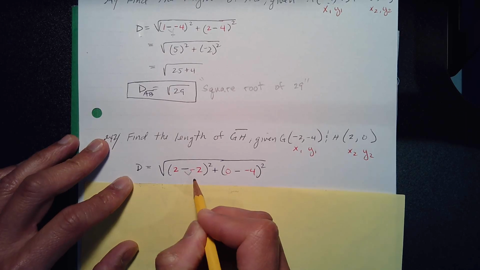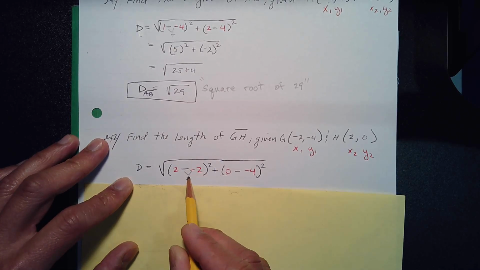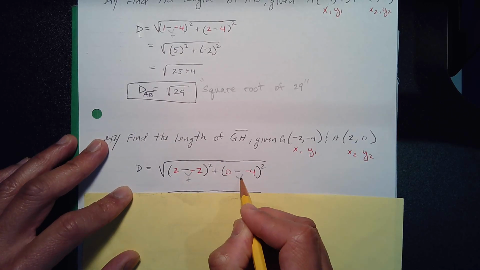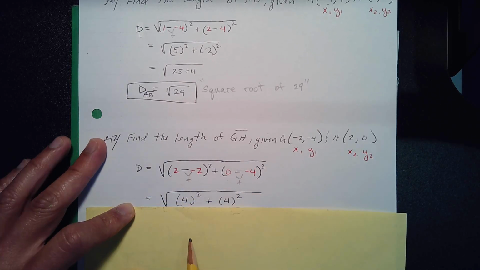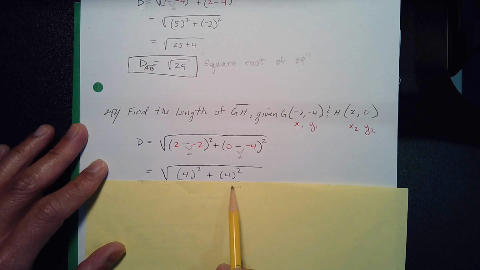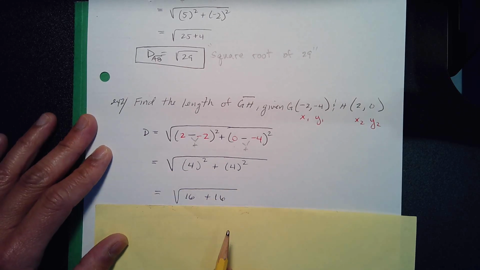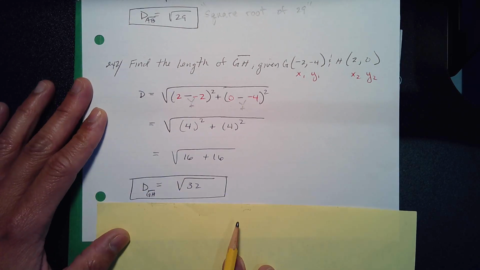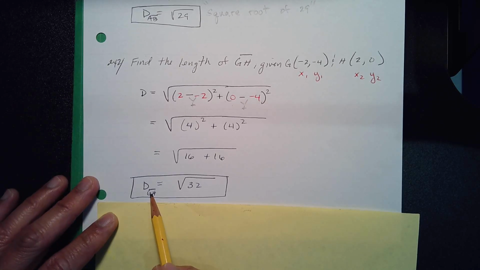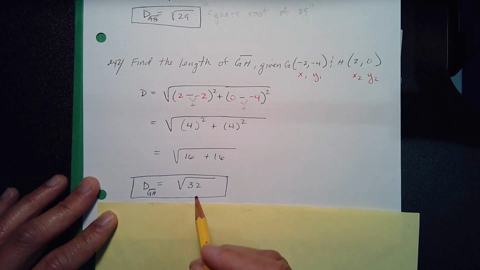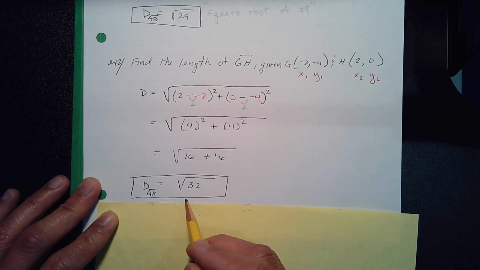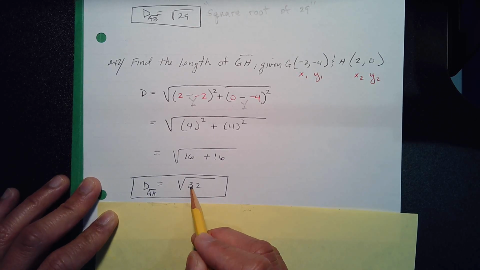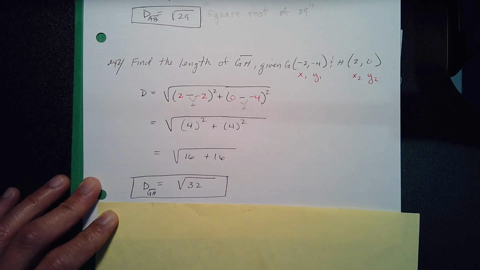A negative times a negative is a positive, so 2 plus 2 is 4. 0 plus 4 is 4. So we have 4 squared plus 4 squared, which is 16 plus 16. So the distance of segment GH is the square root of 32. Again, the way to say this is the square root of 32.